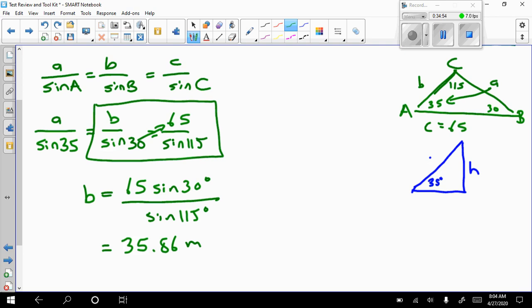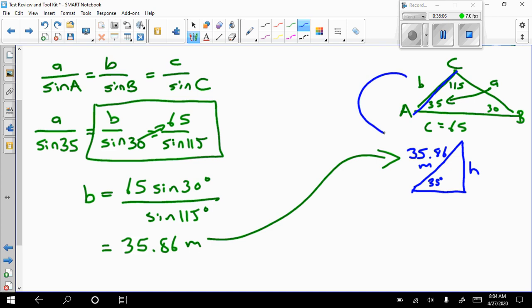So look at this. Now I know that that is this side over here. And I'm going to write it in there now as 35.86 meters. That was this side of the triangle, so I was allowed to move it down. And because the tree is at right angles, I can now use SOHCAHTOA. That's a little bit easier.